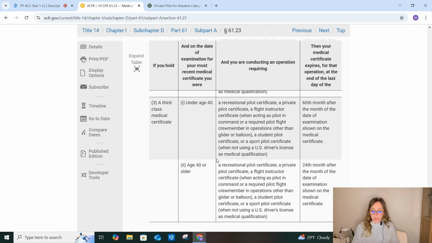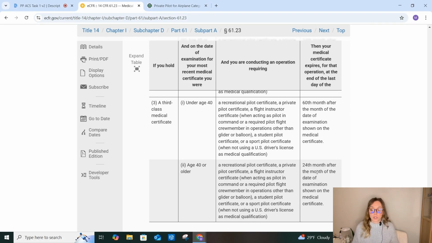Now we're looking at third class privileges. Under the age of 40, you have 60 months, at 60 months for third class privileges, whether you're holding a first, second, or third class medical certificate. If you're over the age of 40, you have 24 months. It's 24 months to hold those privileges for the third, second, and first class medical certificate too.